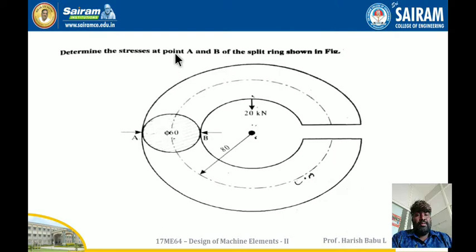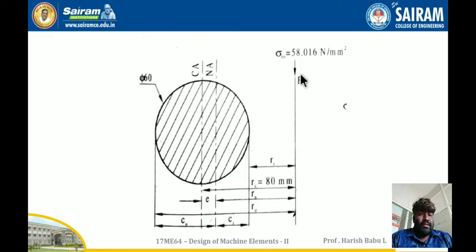So taking the next problem: determine the stresses at points A and B of a split ring as shown in the figure. The cross section is a circular one, and it's a C cross section. The load is acting along the center line of curvature, and they have given the diameter of the cross section as 60 and the radius of curvature from the center point of the cross section as 80. So I'm going to construct the center line free body diagram, taking the force as well as CL at the same point, and then construct the cross section.